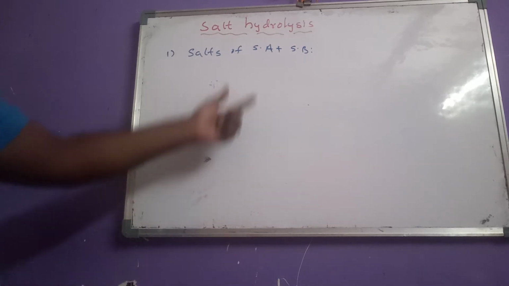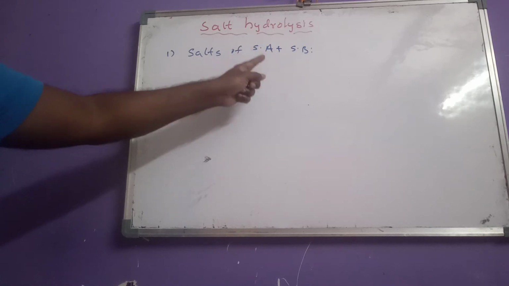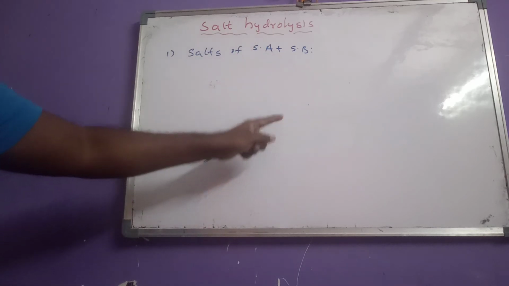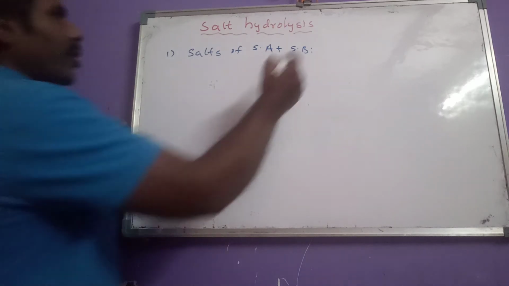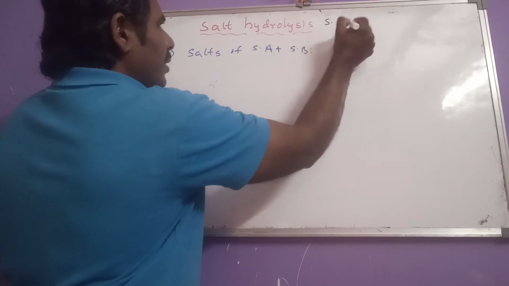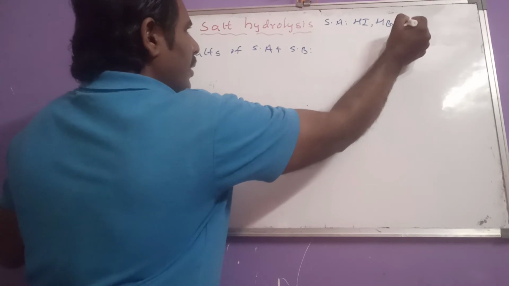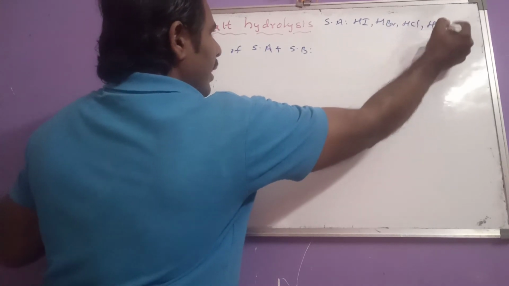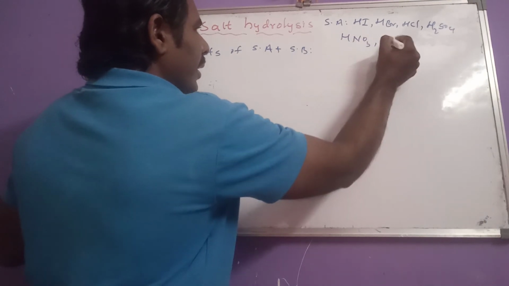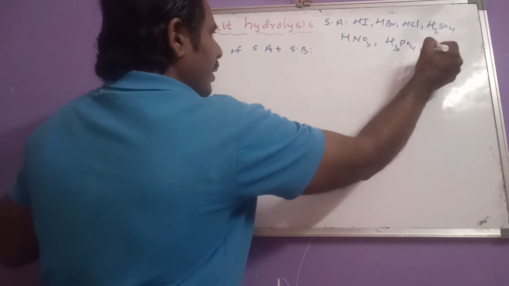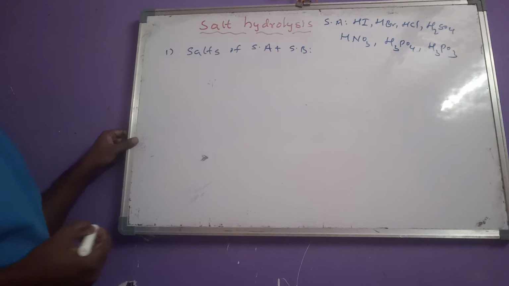So now before going to this explanation, first let us know the examples of strong acids, weak acids, strong bases, weak bases, etc. So now strong acid examples here: HI, HBr, HCl, H2SO4, HNO3, H3PO4, H3PO3. These are some examples of strong acids.